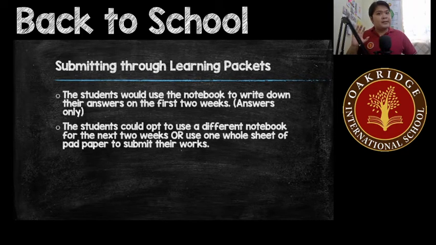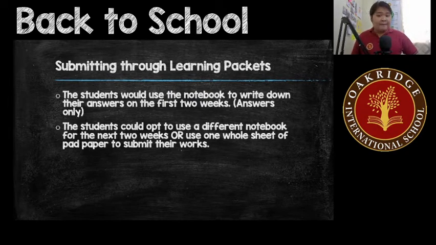Who avail the activities but do not have or have limited internet connection or do not have internet connection at all. Okay, so these are the learning packets. They usually come in every 2 weeks. Okay, how are you going to submit your activities there?